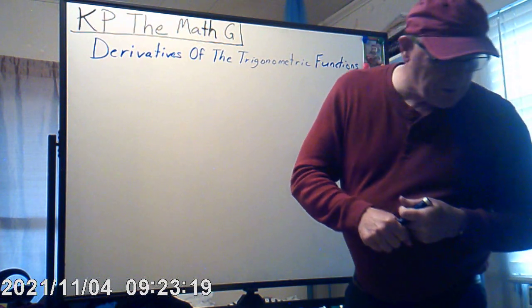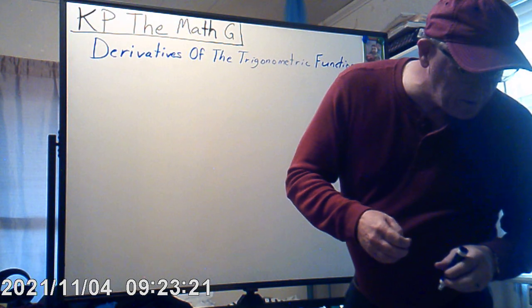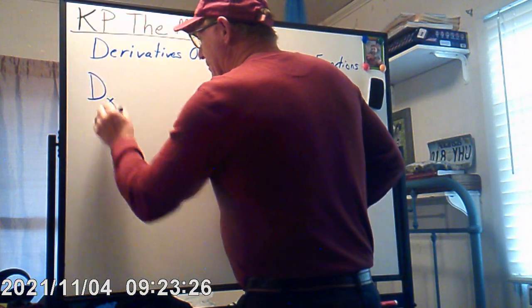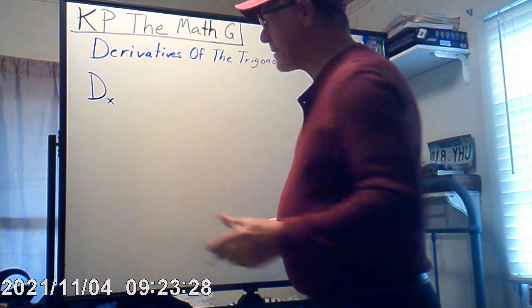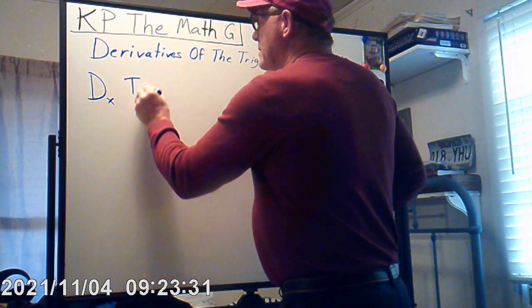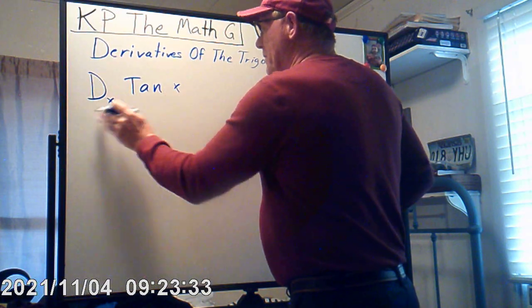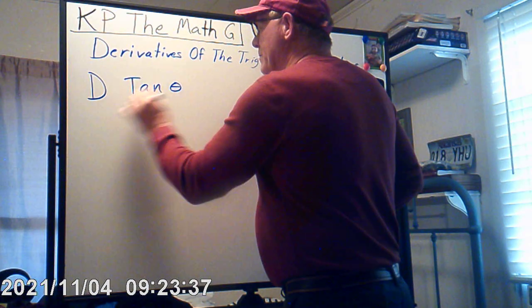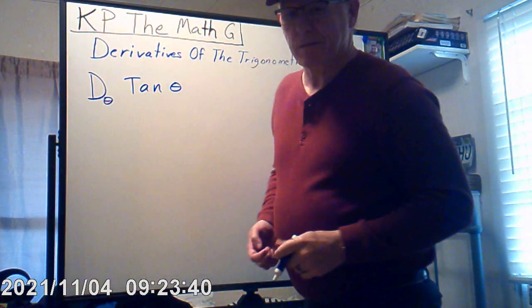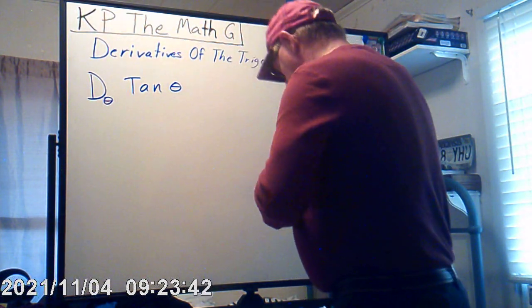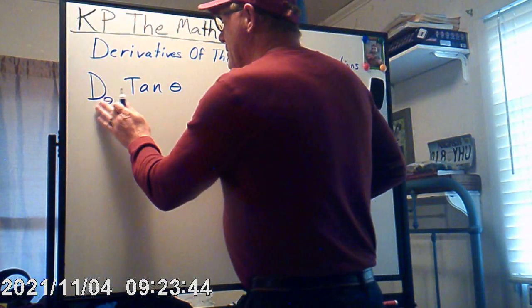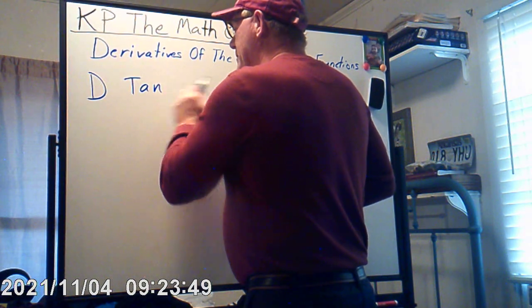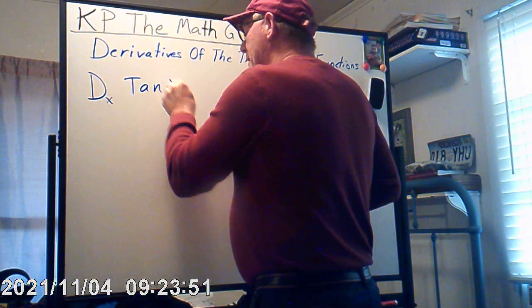Let's derive, let's do the derivative, this also means the derivative with respect to x, of tangent of x. Of course, if this had been theta right here, then this would be d theta like that. But we are dealing with x, so we're going to keep it as x. Alright, so there it is.